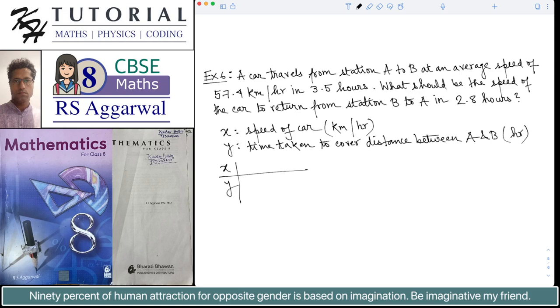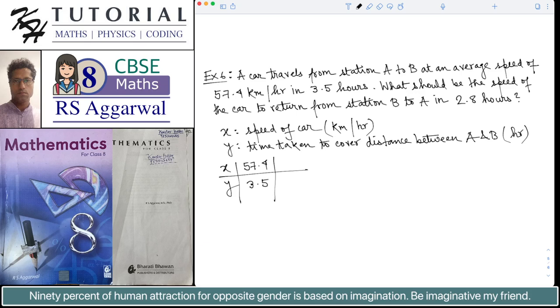So first it is said that a car travels from station A to B at an average speed of 57.4 kilometer per hour. So 57.4 kilometer per hour is the speed. So we can have the value of 57.4 for x, and the corresponding value of y will be 3.5 hours. So we have these corresponding values.